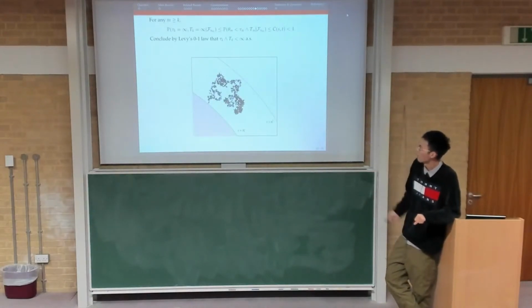But on the event that both tau k and tk are infinite, tau m and tm are both infinite.